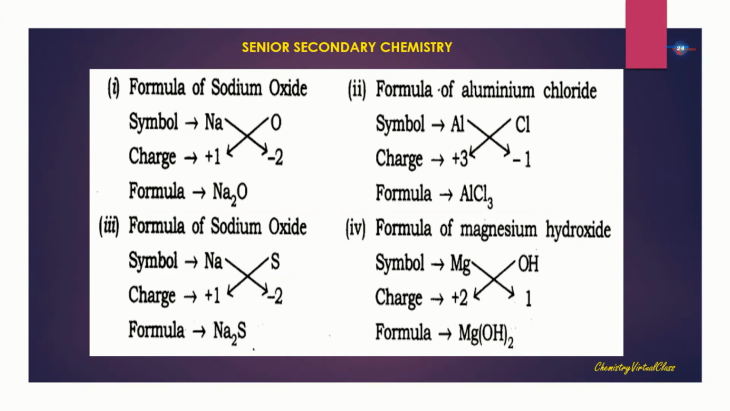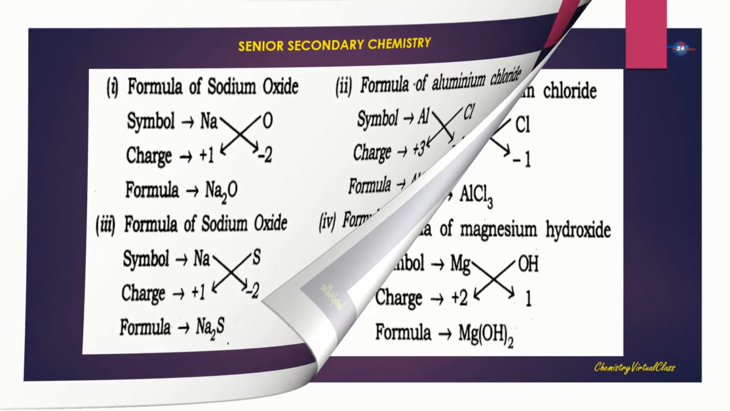Aluminium chloride. Now, aluminium has a valency of 3, and chloride from chlorine has a valency of 1. Remember, chlorine gains 1 electron, therefore the oxidation number of a chloride ion is -1. So when you interchange the valencies, aluminium chloride is written as AlCl3 with a 3, and that 3 comes from aluminium, the valency of aluminium.